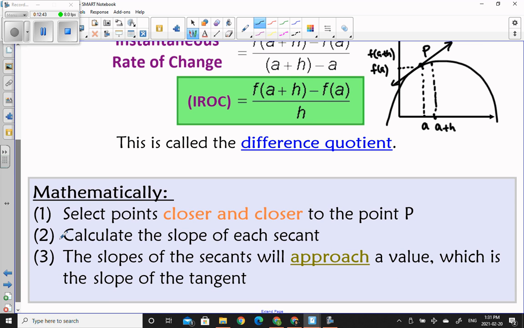So mathematically, we're going to select points closer and closer to the point P. We're going to calculate the slope of each secant, and the slope of the secant will approach a value which is the slope of the tangent.